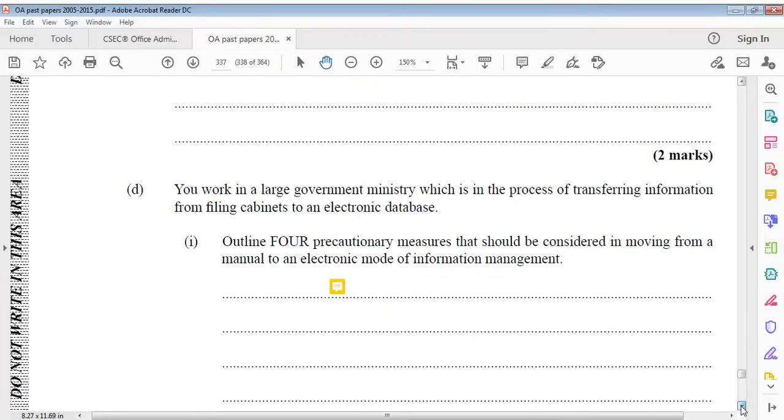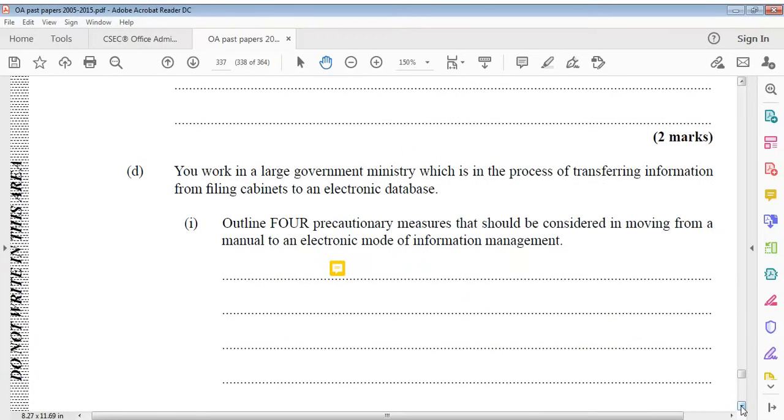Let's move on to number 2D. You work in a large government ministry which is in the process of transferring information from filing cabinets to an electronic database. Outline 4 precautionary measures that should be considered in moving from a manual to an electronic mode of information management.